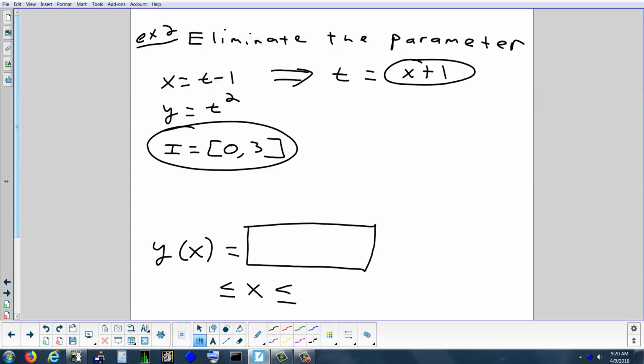Okay, so this is step one. We got t by itself in the x equation. What would I do next? Plug what you got from the t equation into the y equation where t is. Yep. Plug this in right there. So we're going to get y equals y of x. Y equals x plus 1 squared.